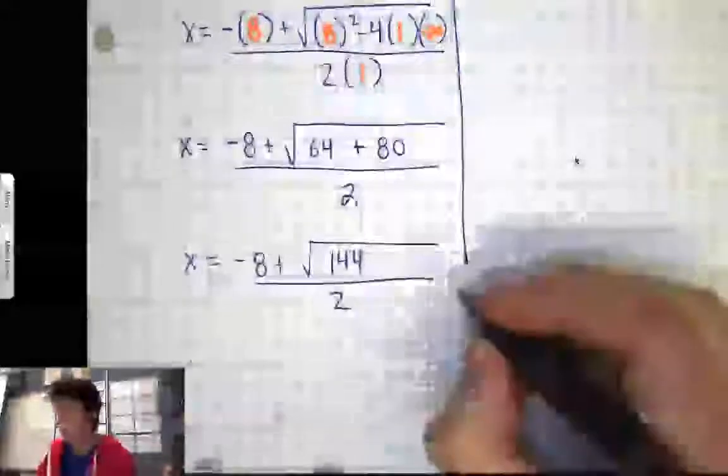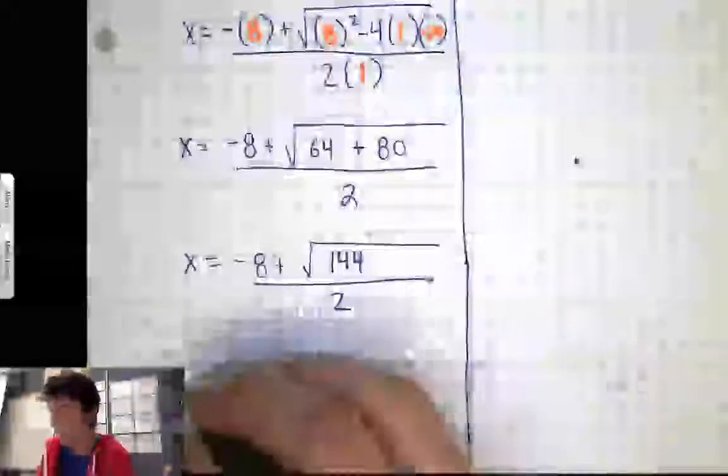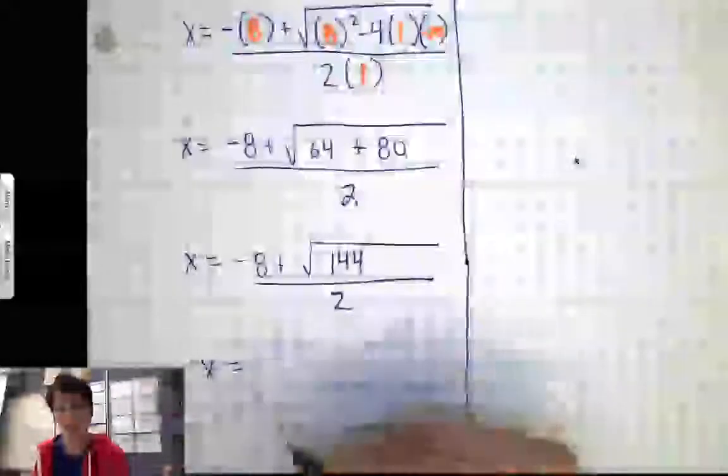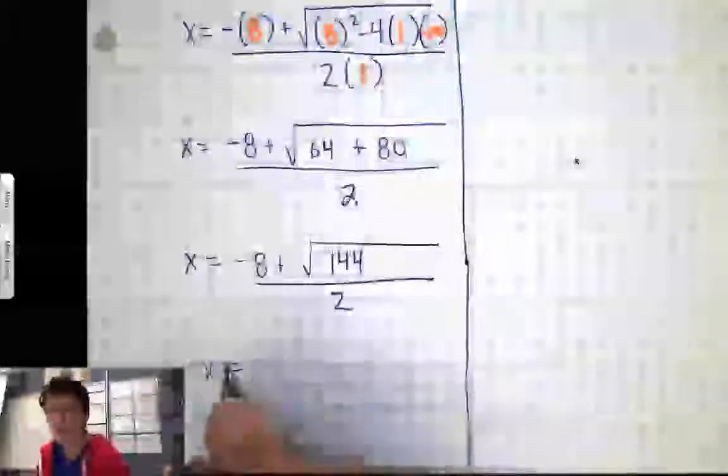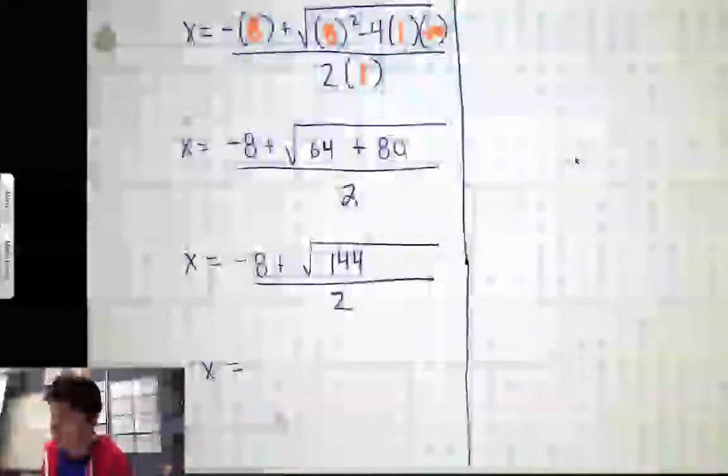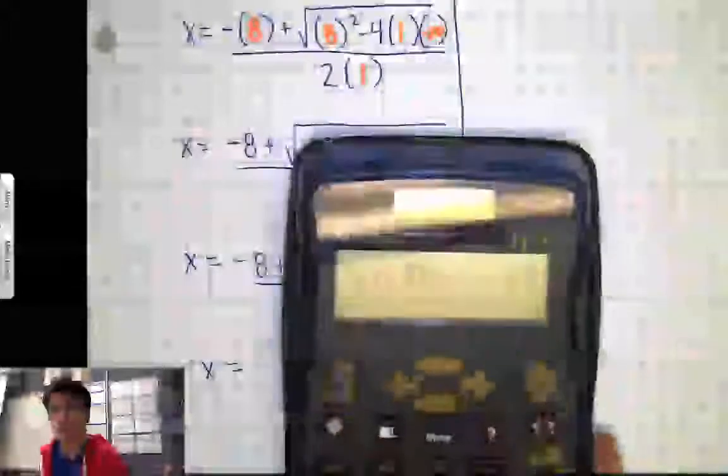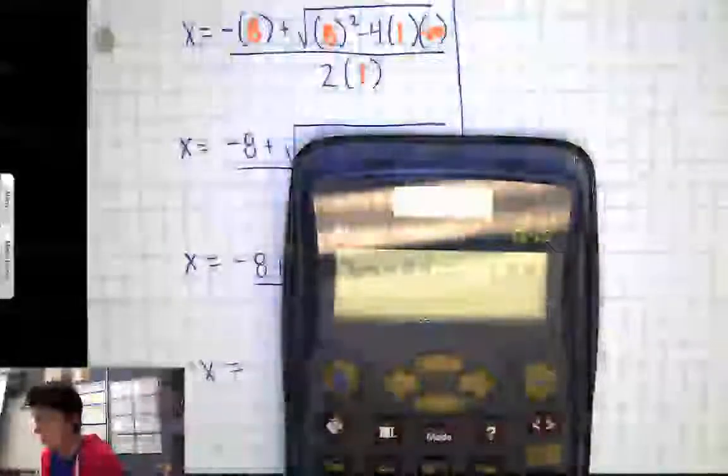Sometimes these square roots are going to come out to nice even answers. Like this is a great example of one that's going to be a good answer. And sometimes they are not. So we can do the square root of 144 in our heads. But in case you're using your calculator, be sure you're very careful to use the right operations.